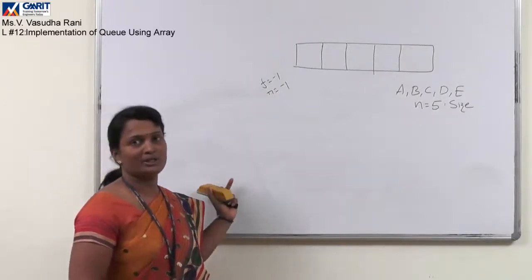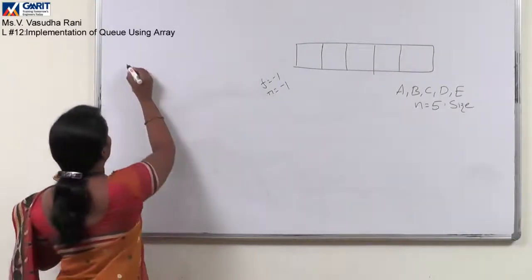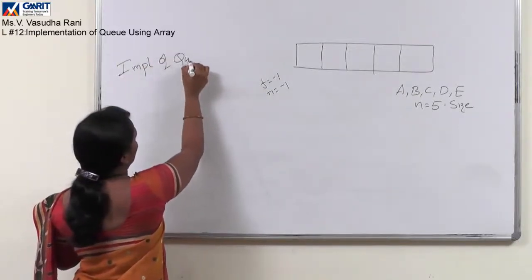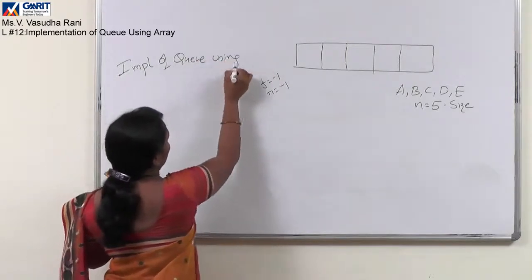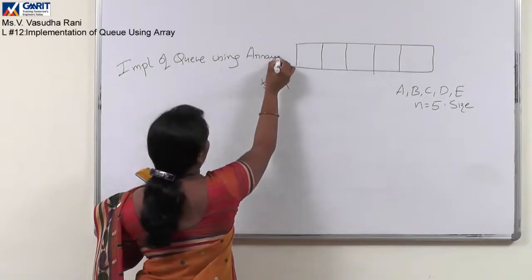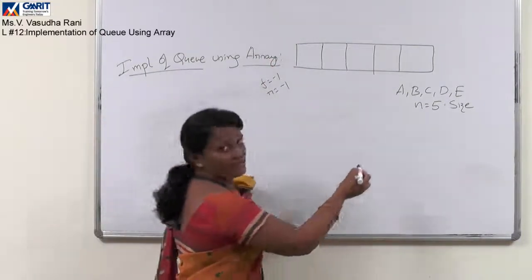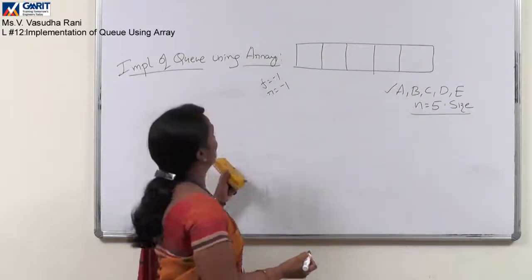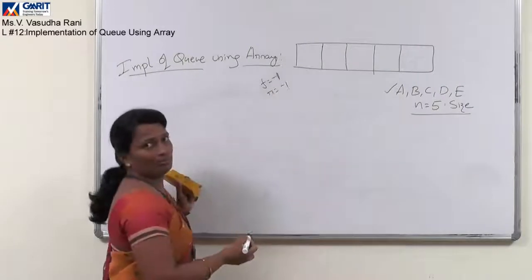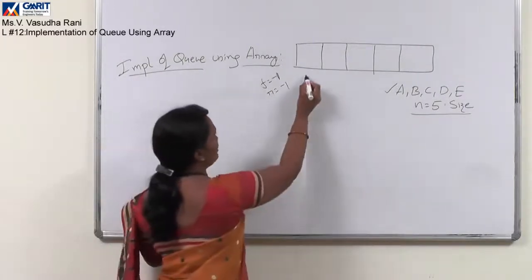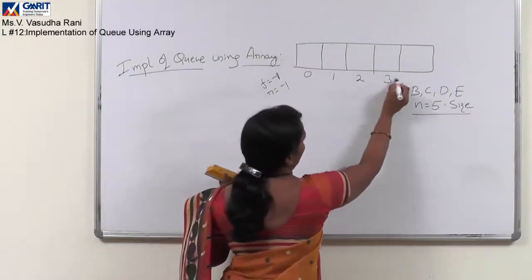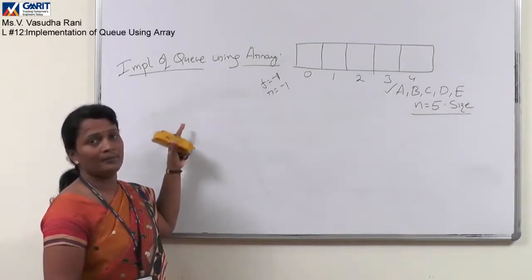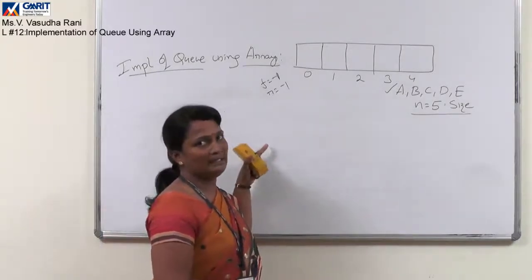Now we'll see the topic implementation of queue using arrays. So we'll consider the list with the elements A, B, C, D, E, wherein the list size n is 5, and we know that the queue's initial front and rear values are -1, -1, and the array indexes are 0, 1, 2, 3, 4. Now we have to write the code for queue insertion and queue deletion.